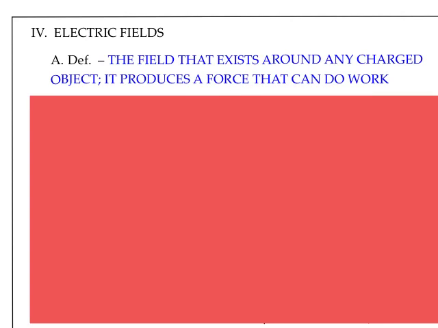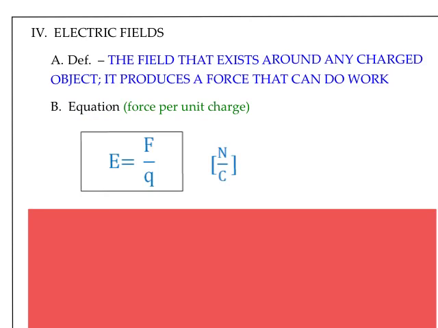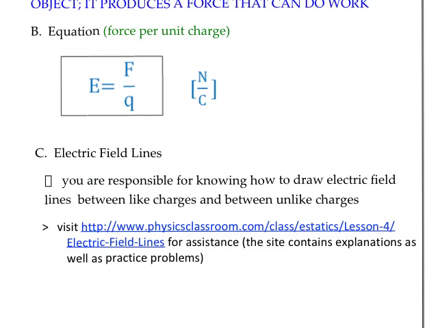So hopefully you remember the properties of force and work from last semester. The equation for electric field is a capital E is the symbol for electric field, and it is the force per unit charge, which means we're going to look at what that force is for every coulomb of charge. And then as far as our units go, force is measured in newtons and charge is measured in coulombs, so the electric field units will be newtons per coulomb.